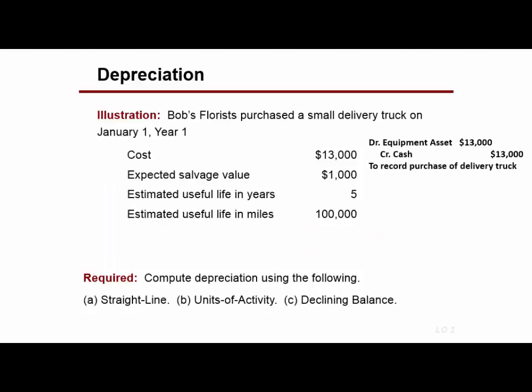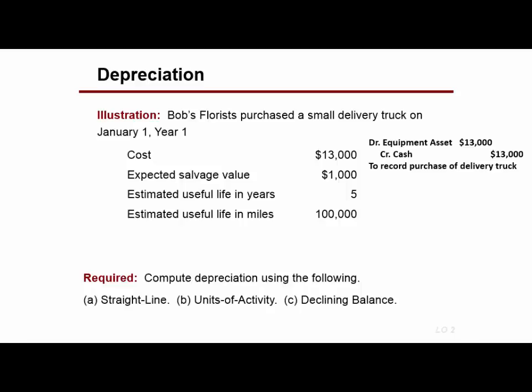So we give you the information for this truck that they're going to be purchasing. The cost of the truck is $13,000. The salvage value is $1,000. The estimated useful life is 5 years, and the estimated useful life in miles is 100,000 miles.